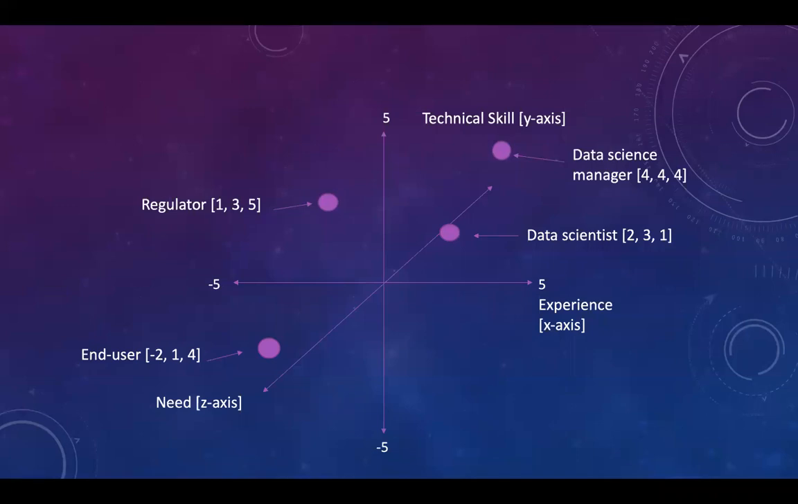We have a 3-dimensional graph where the x-axis denotes experience. I just used arbitrary numbers. I don't know what negative experience would look like, but it was just the easiest way to make the point. The y-axis is your technical skill, and then the z-axis is your need, so your need for an explanation. As you can see, a data scientist, which is hopefully all of you, relatively experienced, pretty darn technical. The need for an explanation may not be of the utmost importance to you because your work is to do data science, not necessarily report out to the extent that it's beyond your code.